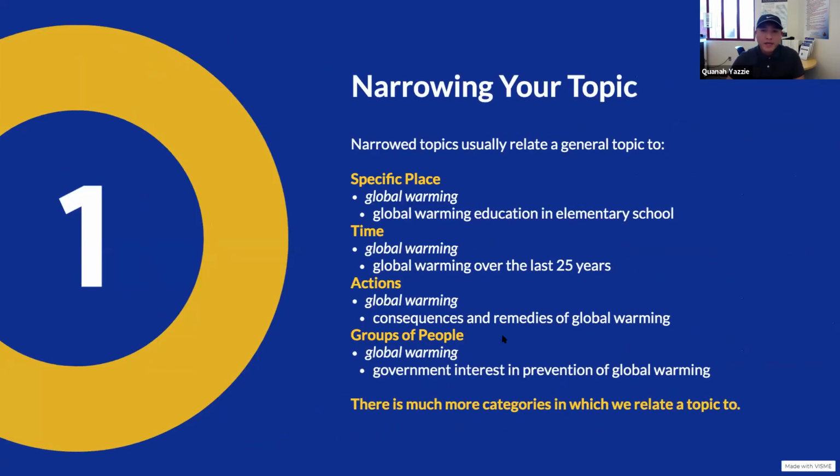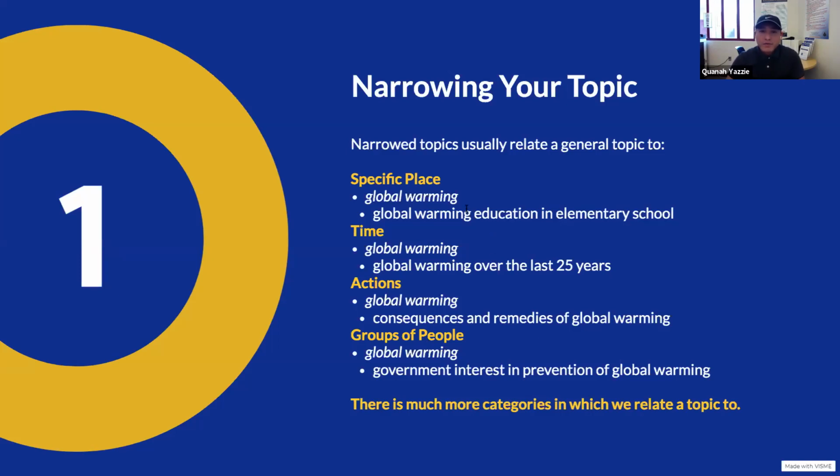All right, so once we have our topic and you feel that it is very strong, something that we can focus on, we can begin to narrow it down. We could still have a broad topic, like in this case, I have global warming as the broad topic, the main topic. Narrow topics usually relate a topic to these 4 common places: specific places or locations, time, actions, and groups of people. And there are plenty more categories to which we relate a topic.